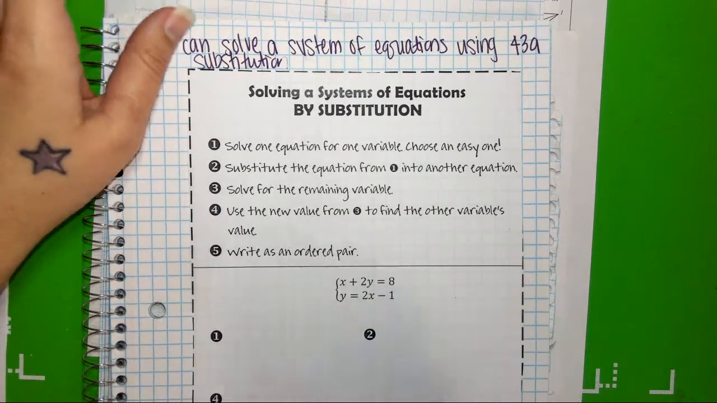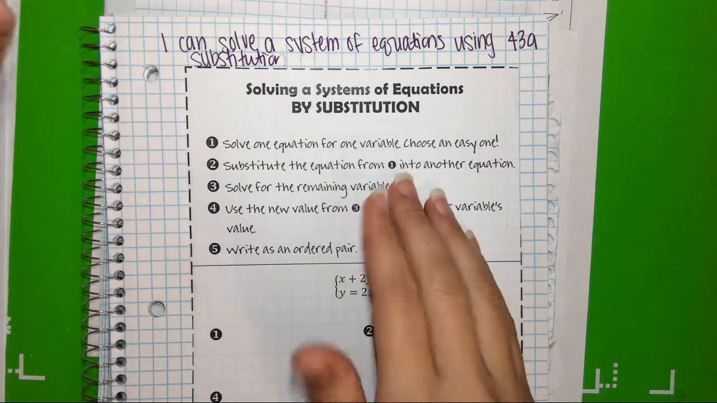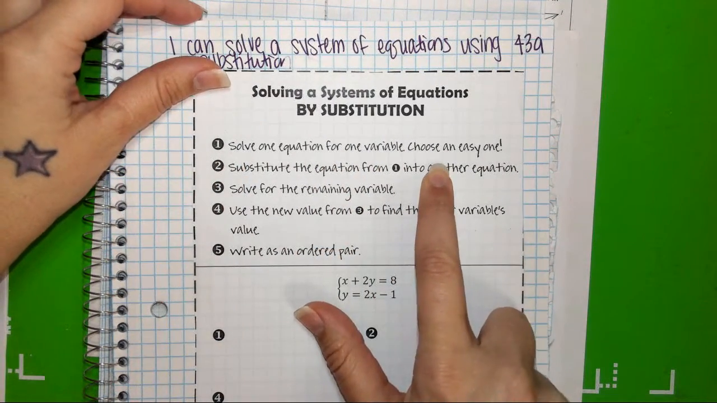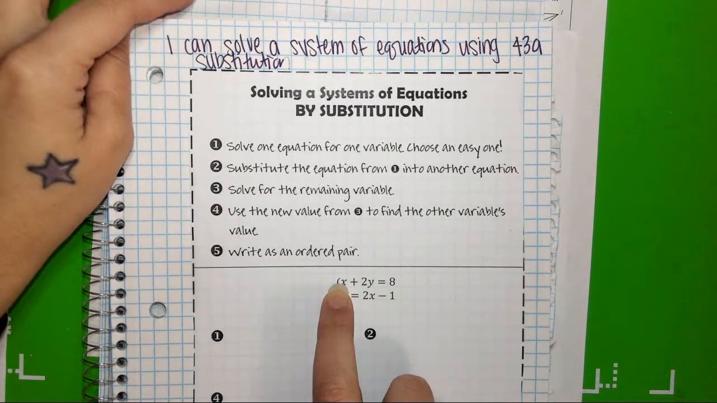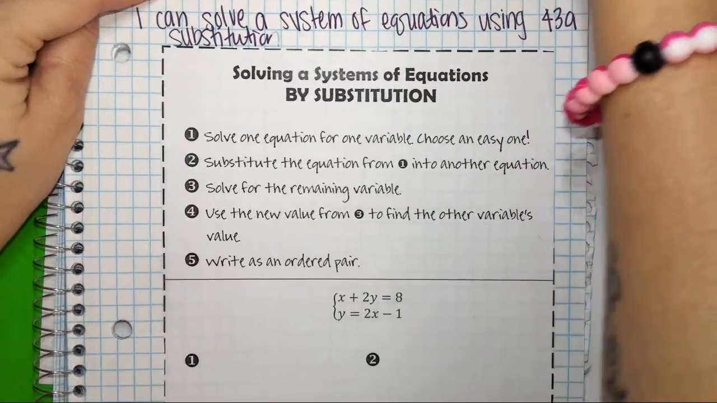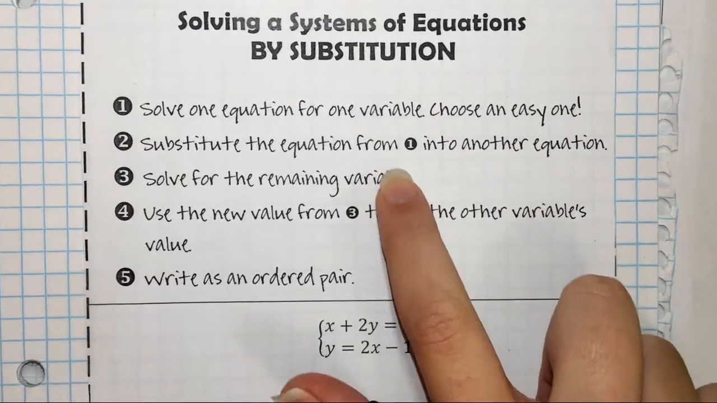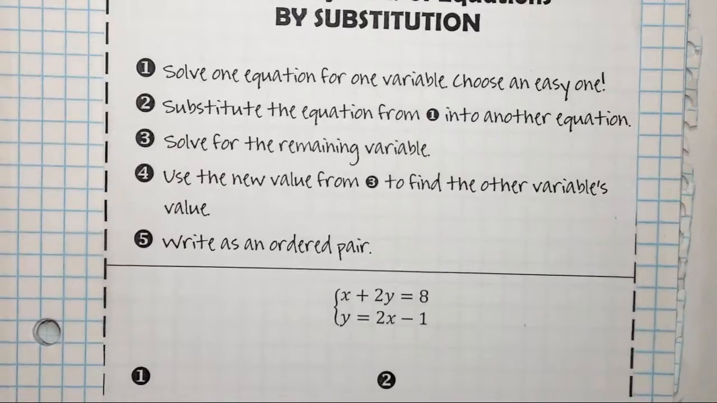Take a point. So what you're going to be looking for with substitution is one equation that has a variable by itself. So the first step says solve one equation for one variable. Choose an easy one. So usually I would pick the one that has 1 as a leading coefficient or that's already by itself. Then it says substitute the equation from 1 into another equation. Solve for the remaining variable and then plug in to find the other variable.